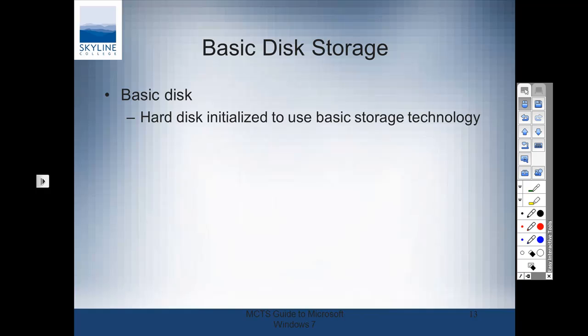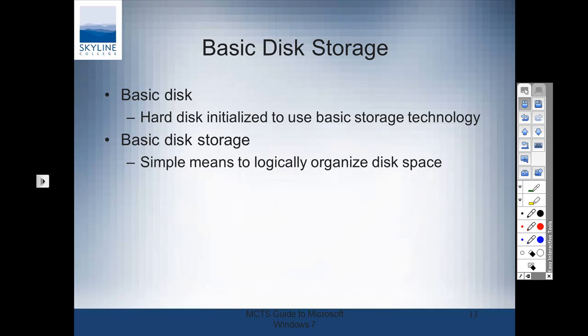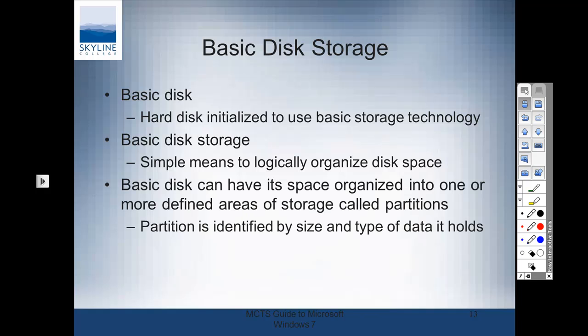A hard disk is initialized as basic storage technology. Again, it's the partitioning information that we've used forever, back to DOS. It's a simple means to logically organize the disk space, the basic disk partition. And they all work basically the same way. They have to have a table with the location, the random access table, and then we have the defrags and all the other stuff to put it back together.